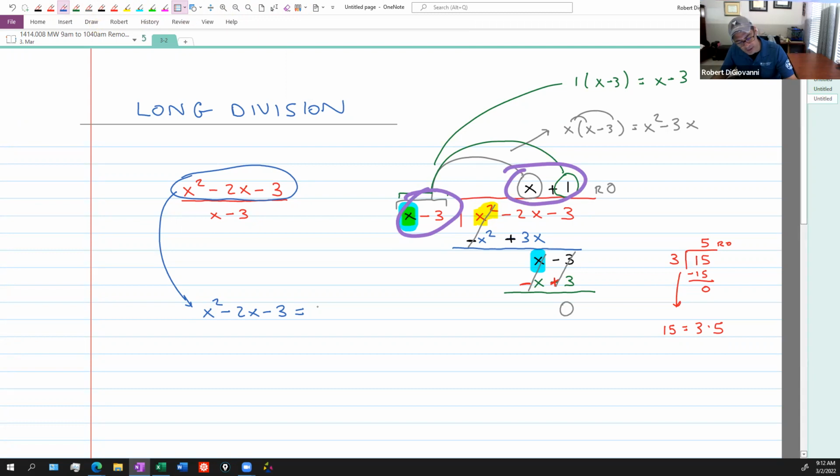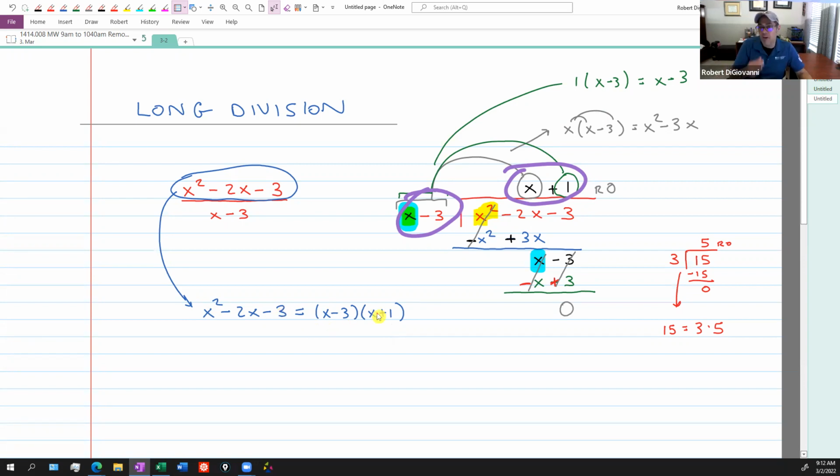So that means if I take the x minus 3 and I multiply it times the x plus 1, I should get back this. And do you see what I've done is I have factored? Do y'all see that I have taken this quadratic and in some sense I have factored it now?